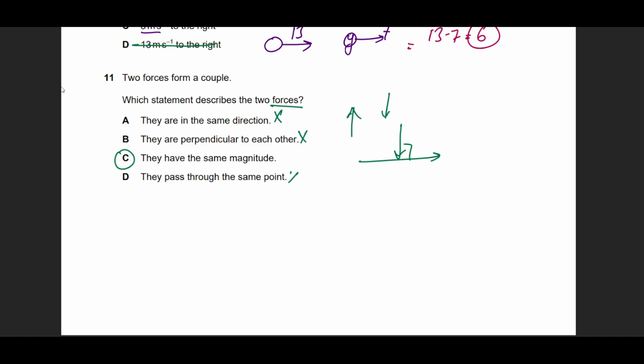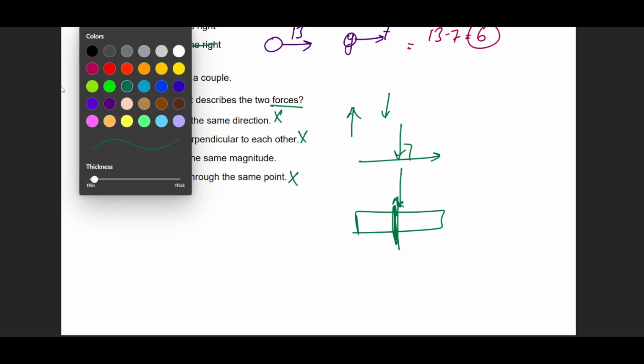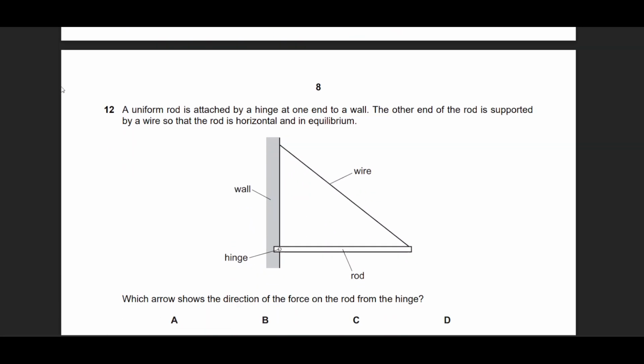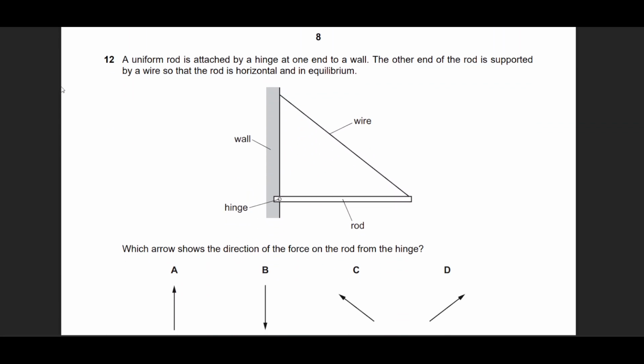They pass through the same point? No, they don't necessarily have to do that. If they pass through the same point, for example, if this is this and this is this, if they're passing from the same point, that is not going to become a torque, or a couple, for example. Even if it was like this, if they're passing through the same point, this is going to become something else. So it's against the definition of torque, or couple, at least.